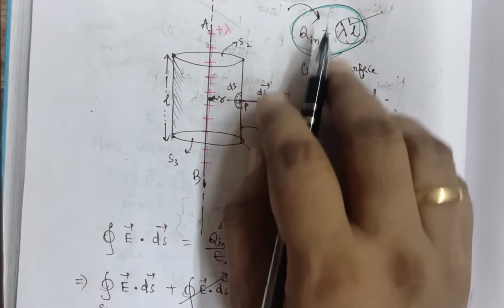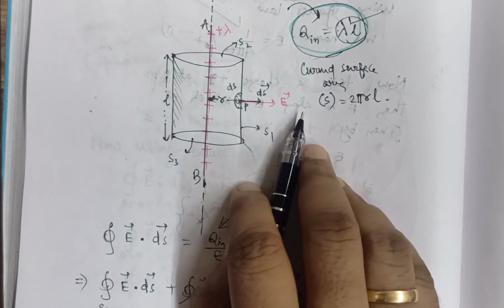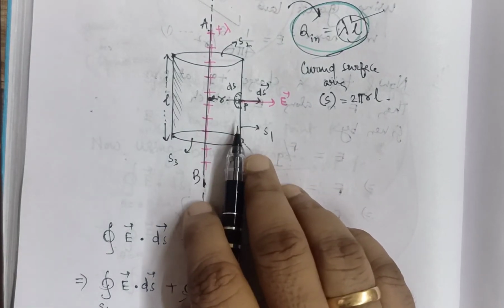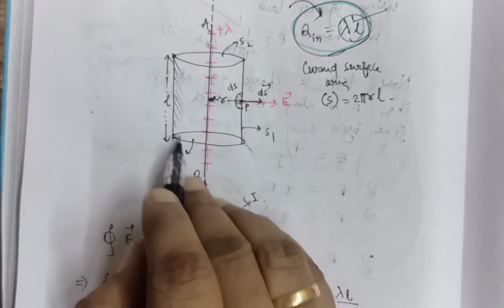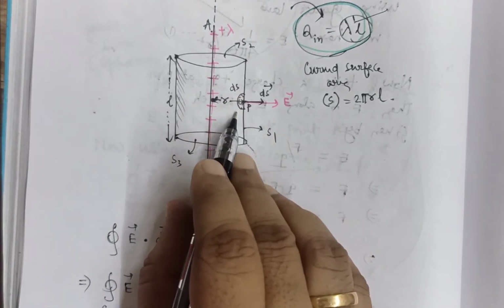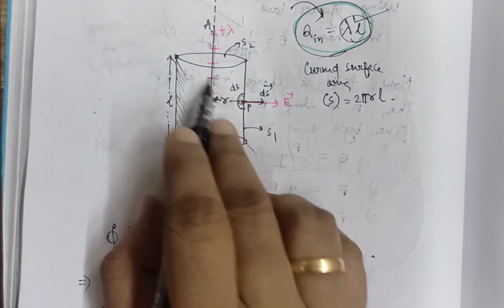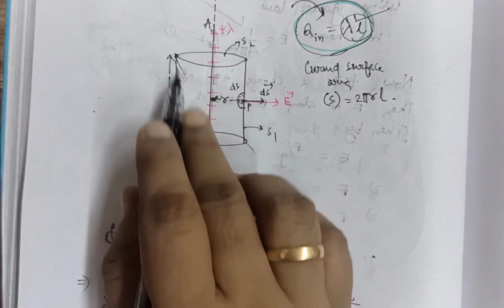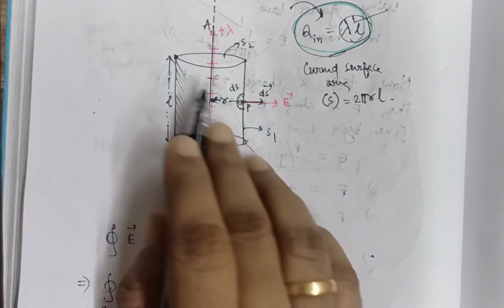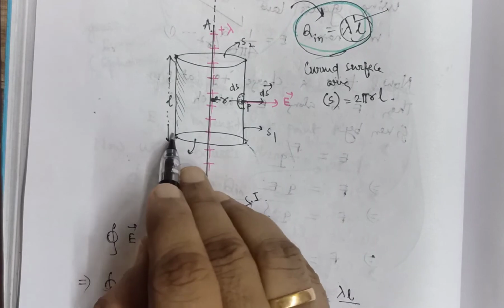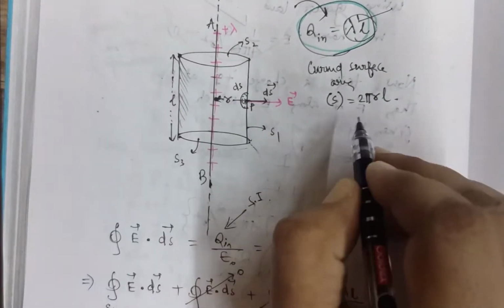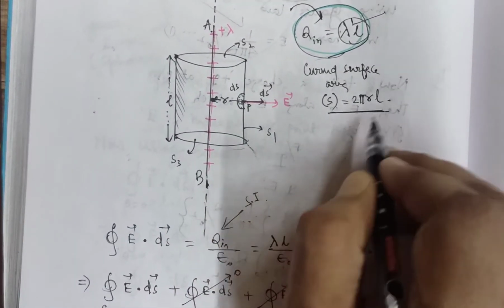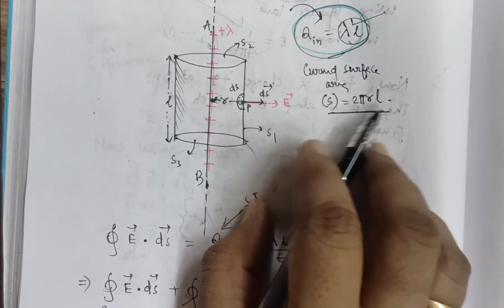First you calculate this one. Again I want to tell you the curved surface area of the cylinder, which is needed for your derivation. Before going to the derivation, first calculate the curved surface area of the cylinder. Curved surface area of the cylinder means 2 pi r into L. So remember, the curved surface area of the cylinder is 2 pi r L.